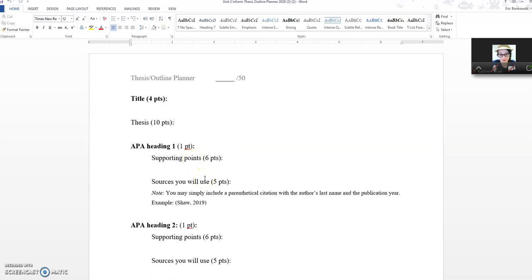And my piece of advice to you guys about writing the thesis in this particular assignment is to do it last. So I'm going to instruct a planner for an informative paper. This is my informative planner.